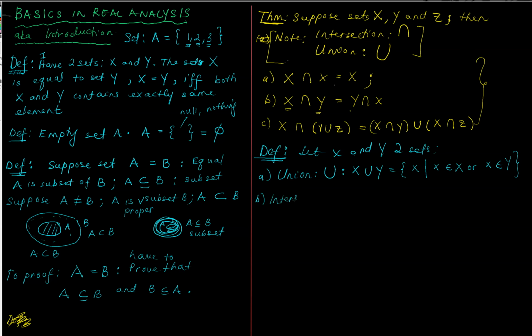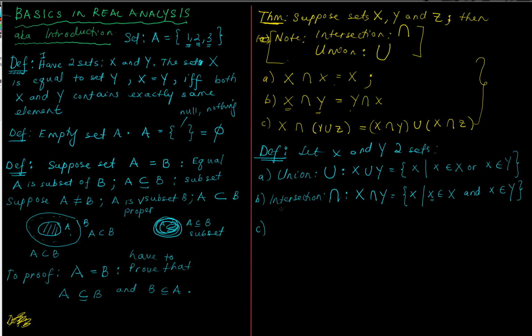What about intersection? Intersection is denoted by this symbol right here, and I can write it as X intersect Y. The definition can be written in set notation as all x such that x is in X, so little x are the elements and capital X is the set, and x is also in Y. So they overlap, right? That's why you call it intersection. It's the set of all elements that belong to both X and Y.